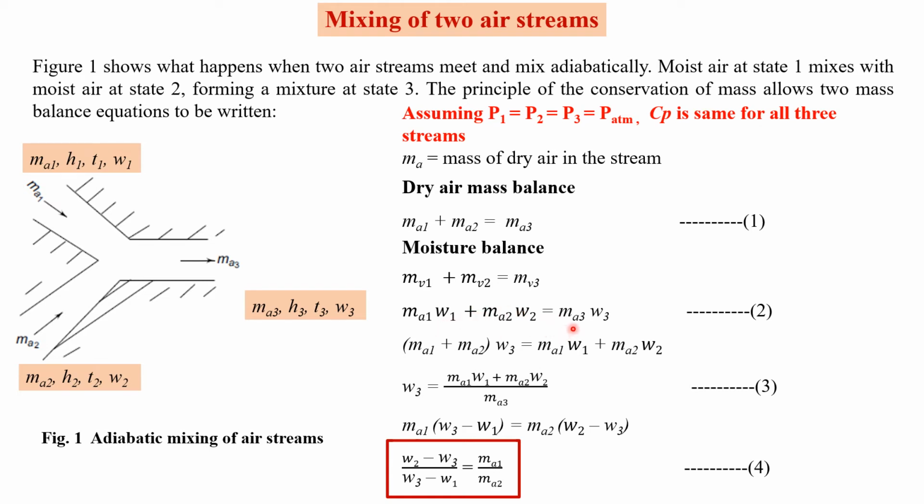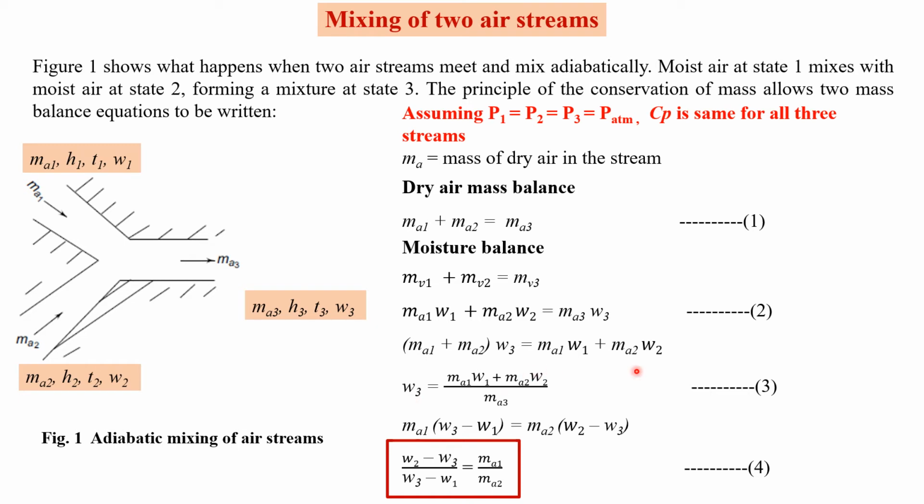We can always change this equation number 2. We can replace this Ma3 using equation number 1 as Ma1 plus Ma2. So this is going to be Ma1 plus Ma2 into omega 3, and this equals, on the right hand side, Ma1 into omega 1 plus Ma2 into omega 2. With the help of this, we determine the specific humidity of the final mixture of two air streams. So omega 3 is going to be Ma1 into omega 1 plus Ma2 into omega 2 divided by Ma3. So this is going to be equation number 3. I just request you to remember this particular equation, that is the final specific humidity of the mixture.